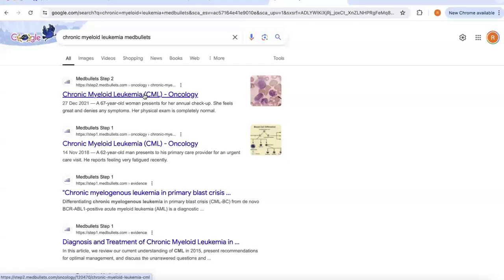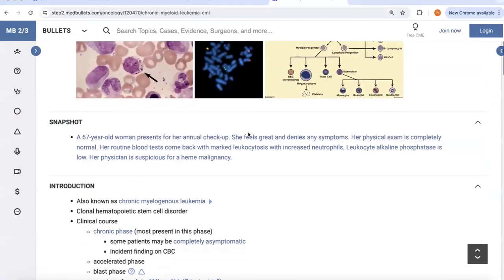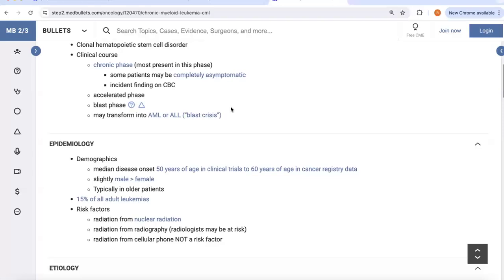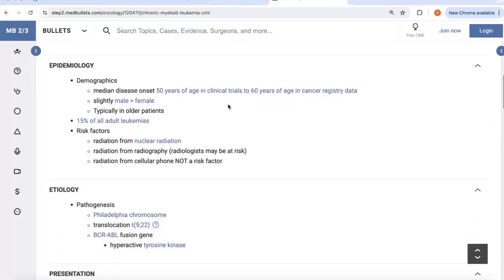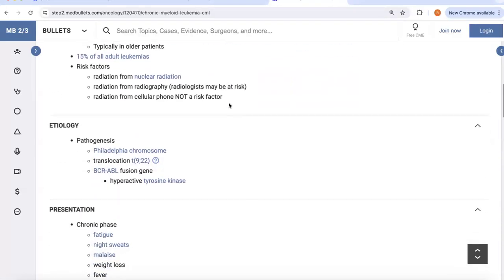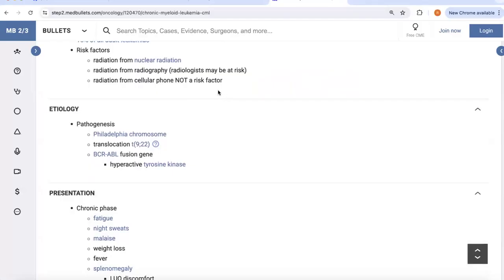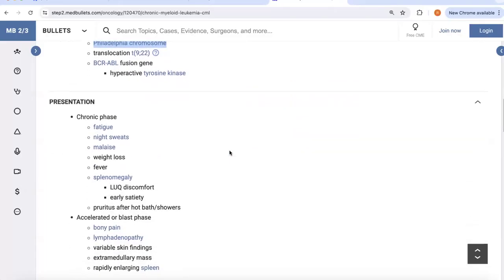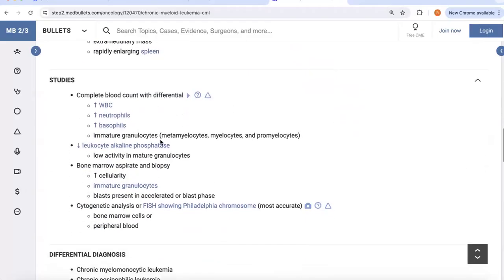Last is chronic myeloid leukemia, CML. Now, in CML, the main pathophysiology is the presence of a chromosome called the Philadelphia chromosome. And that is the main pathophysiology behind this CML.